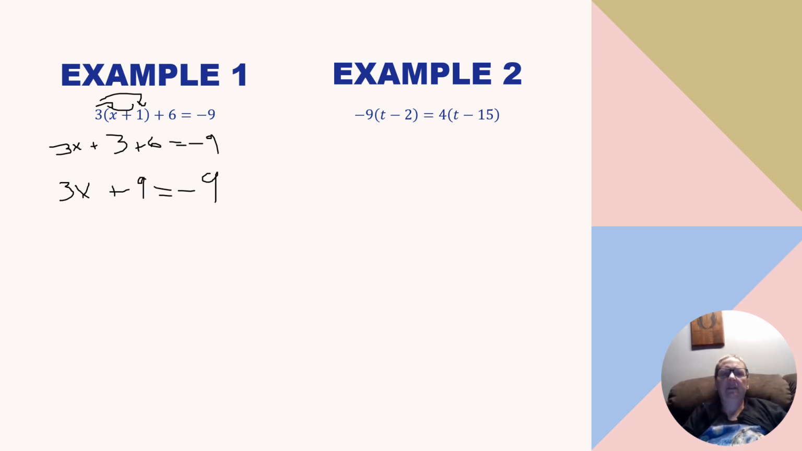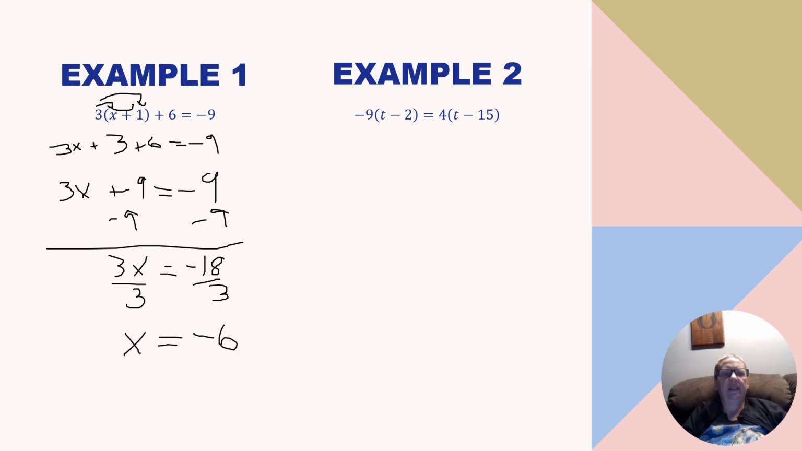And then I'm going to solve this as a simple equation by undoing my operations. So I'm going to subtract 9 from both sides. And I get 3x equals negative 9 and negative 9 is negative 18 combined together. And then I'm going to undo my multiplication by dividing both sides by 3. And I get x equals negative 6.